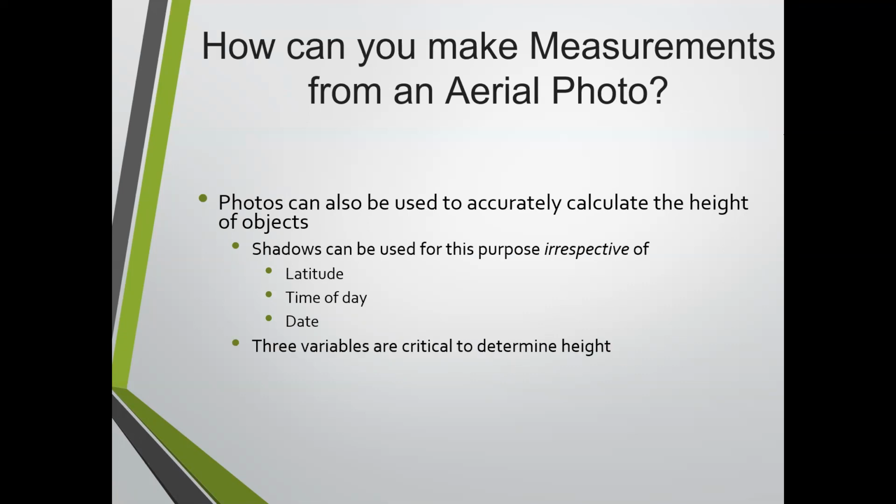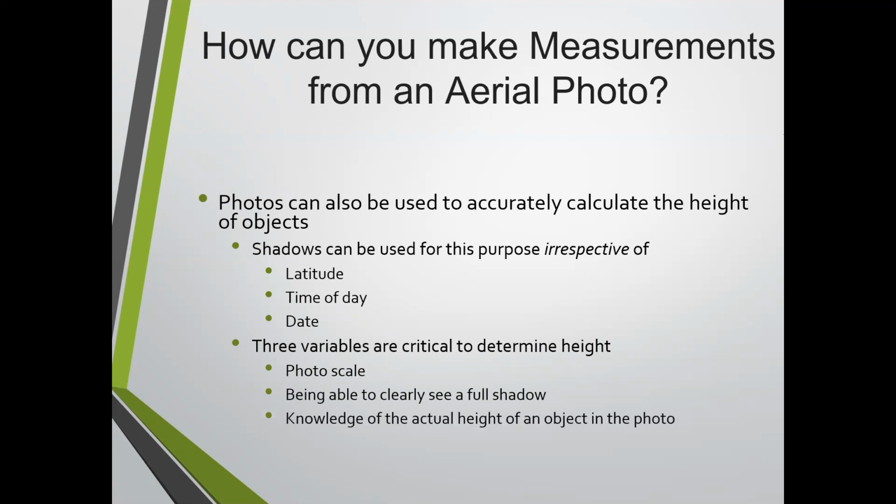All we need is three variables that are critical for this. You just need the photo scale, which we just saw an easy way of determining. We need to be able to clearly see a shadow that you can measure using that photo scale. And then you just have to have the knowledge of the actual height of an object in a photo. So that might actually be the harder process.